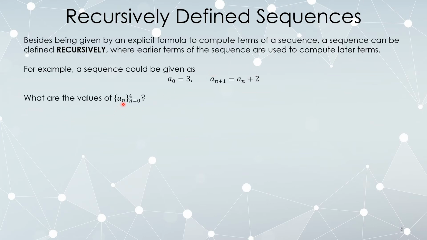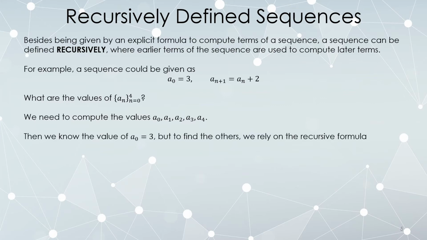So what are the values of a sub n as n goes from 0 to 4? Let's figure this out. We need to compute them, a0, a1, a2, a3, a4. We know the value of a sub 0 is 3 because it was just given up here. But for the others, we're going to rely on this recursive formula. So a sub n plus 1 is equal to a sub n plus 2. If I plug in n equals 0 into this expression, we get a sub 1 is a sub 0 plus 2. We already know a sub 0 is 3, and 3 plus 2 is 5. Therefore, a sub 1 is actually equal to 5.